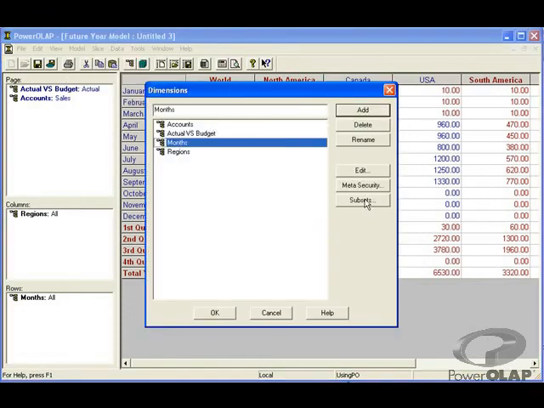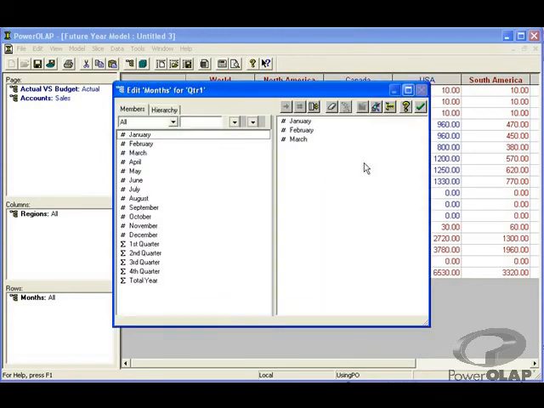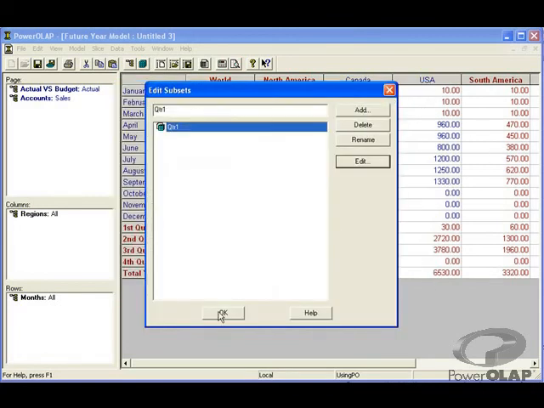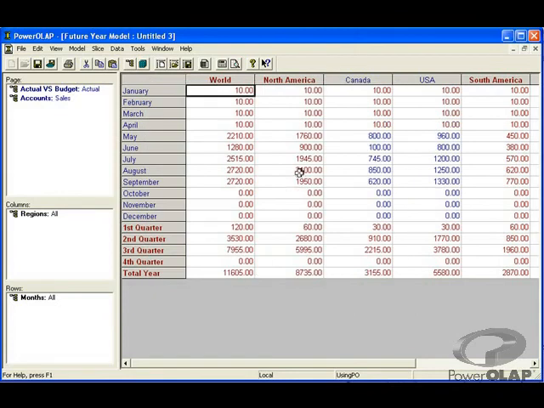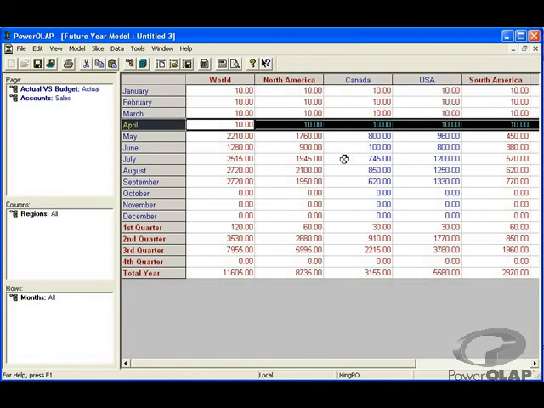Select months, subsets, hit quarter 1, edit, and for sake of argument, I'm going to assume that April suddenly is part of quarter 1. Check OK, hit OK, OK again. As you can see, by simply maintaining and adding things to that subset, my formula updates based on the new members within that subset. April now has the value of 10.